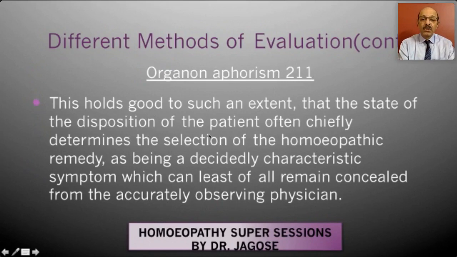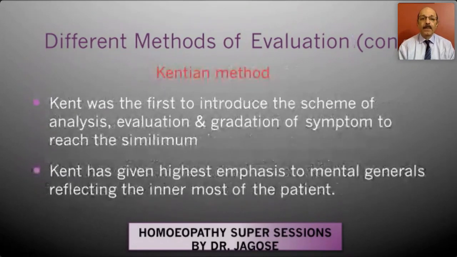So he says the disposition of the patient often chiefly determines the selection of the homeopathic remedy, as being a decidedly characteristic symptom, which can least of all remain concealed from the accurately observing physician. So why is the disposition important? Because the disposition will have these characteristic symptoms, which the physician has to identify in order to prescribe correctly.